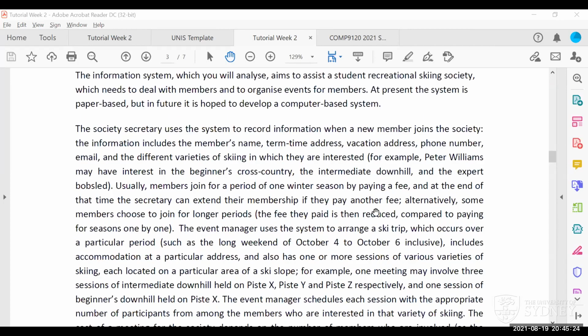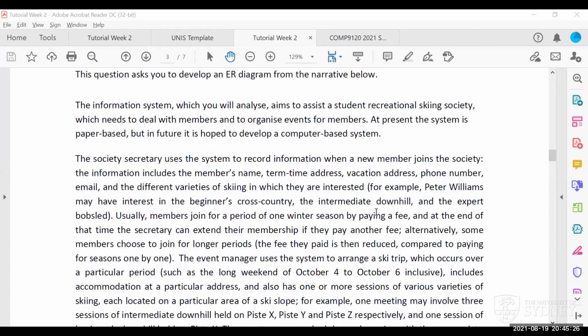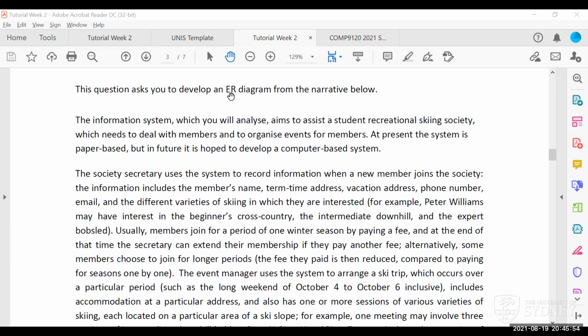So I think the tip from me is to make sure you understand what the story is trying to tell you. At the same time, you have to start thinking: if you are to develop a database based on this story, what sort of information do you need to capture? What do you want to capture in your database? In this case, we need to develop an ER model.